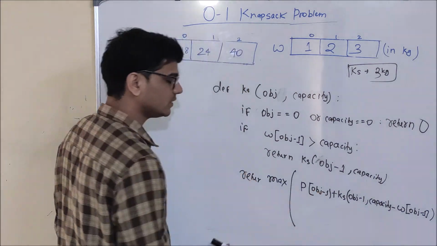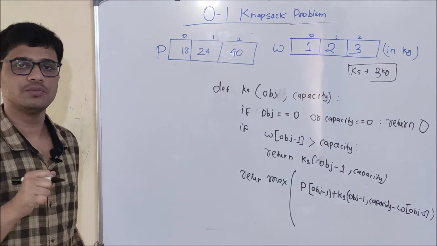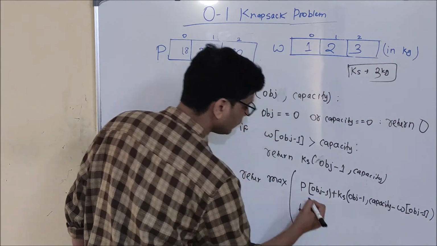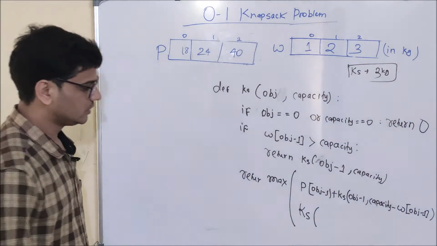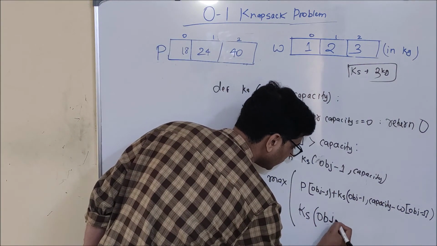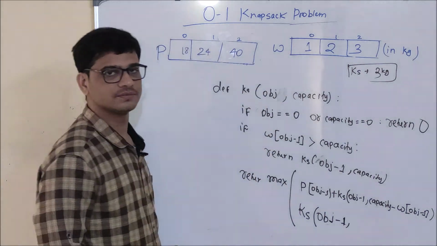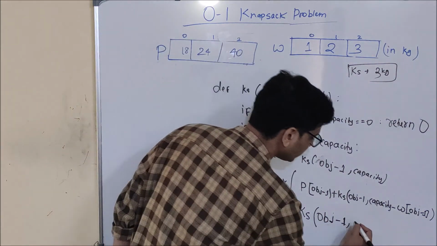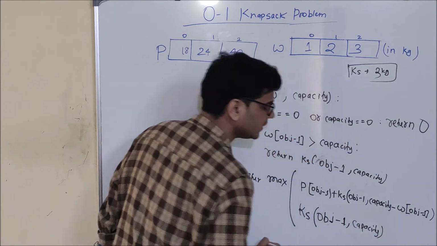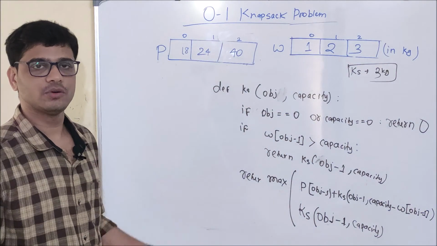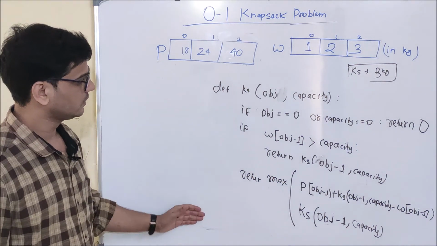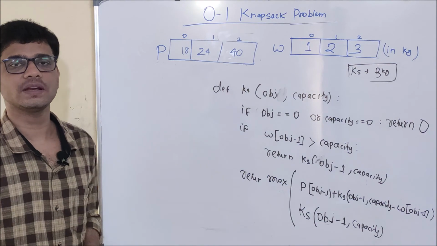That is, my capacity will be reduced by the weight of the object which we are considering. This is case 1, that is, I am picking that particular object. Now my second case will be to ignore this object. If I ignore this object, then I will be left with obj minus 1 objects, and the capacity of my knapsack will be as it is. I am not taking anything, so my capacity will remain as it is. So this is my recursive program for the 0-1 knapsack problem.